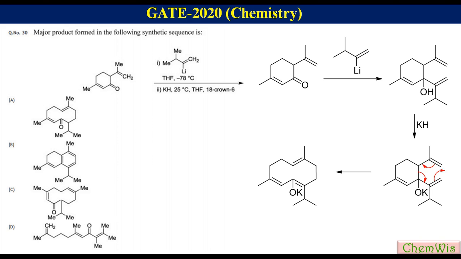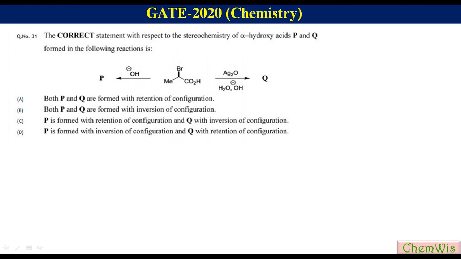After acidic workup, it gives the corresponding enol, which undergoes keto-enol tautomerism to form the more stable keto isomer. So option number one, option A, is the correct option. Question number 31. In this, we have to find the correct statement.